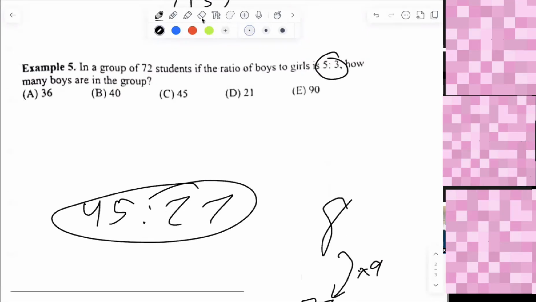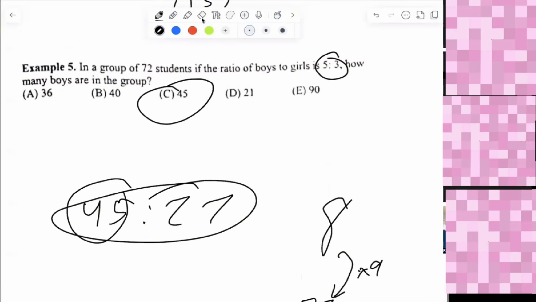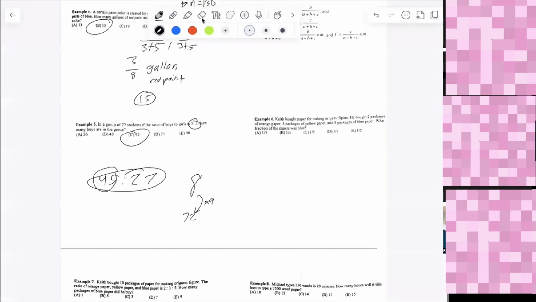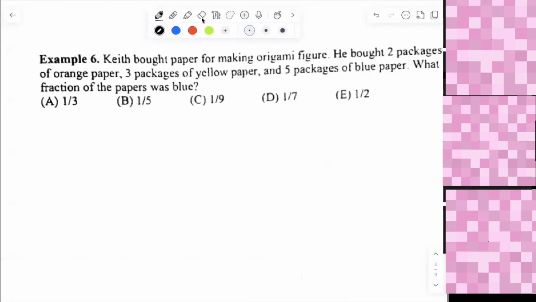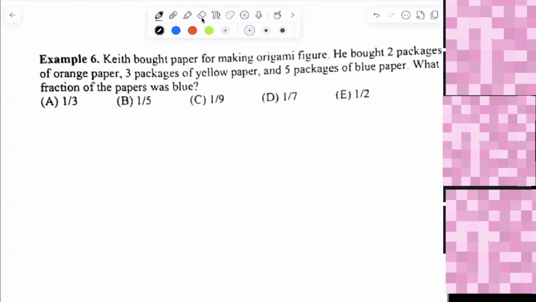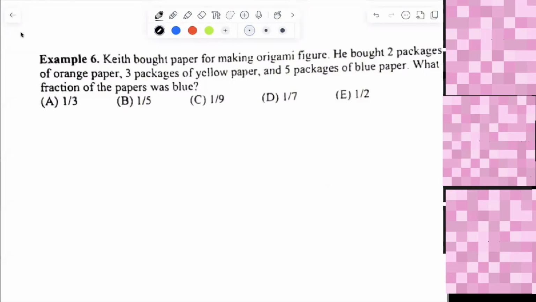So this is our ratio. Now we want to find how many boys are in the group. That will be just 45, or C. Alright? Now let's move on to example 6. Keith bought paper for making origami figures. He bought 2 packages of orange paper, 3 packages of yellow paper, and 5 packages of blue paper. What fraction of the papers was blue? Try this question and tell me your answer through chat.